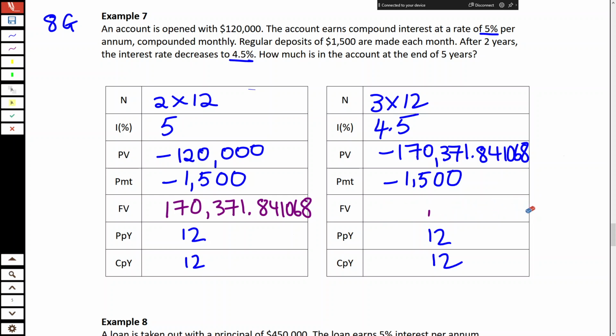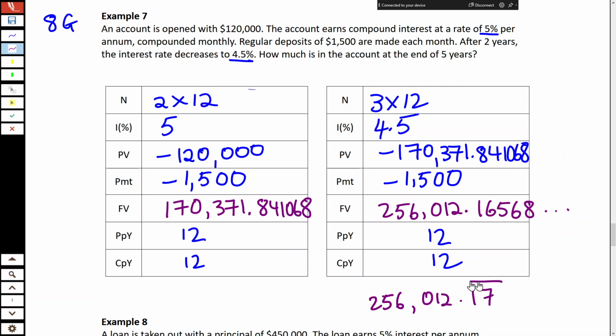Do we now round up? That's a good question. So the question was, do we round up or down? This is the end. So now that we're claiming our investment, it is worth $256,012.17. You round at the end.